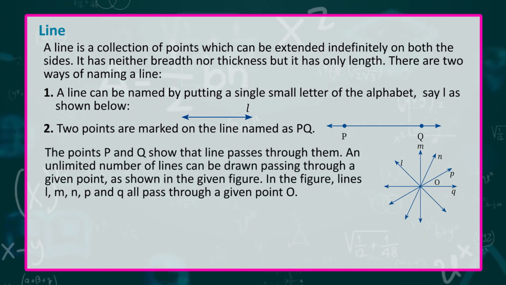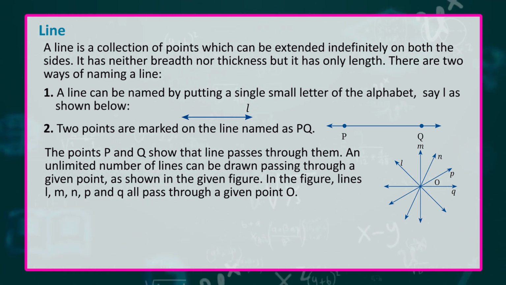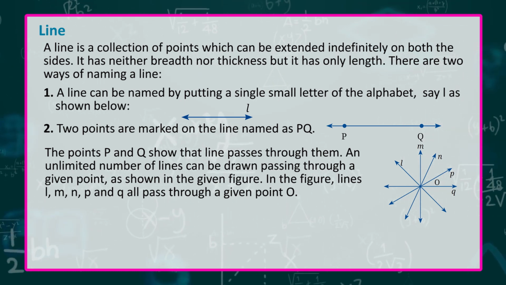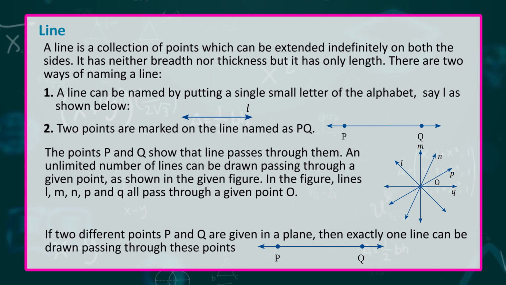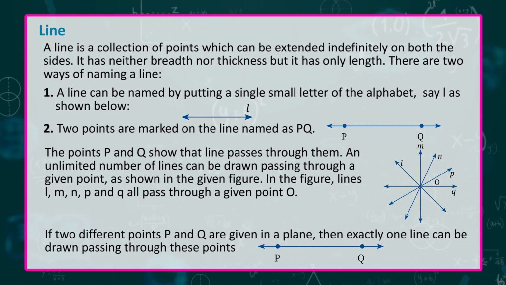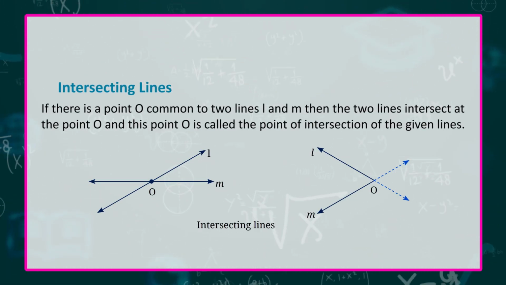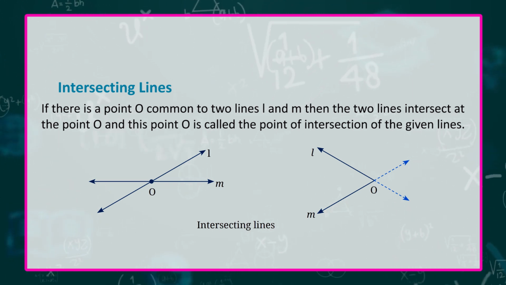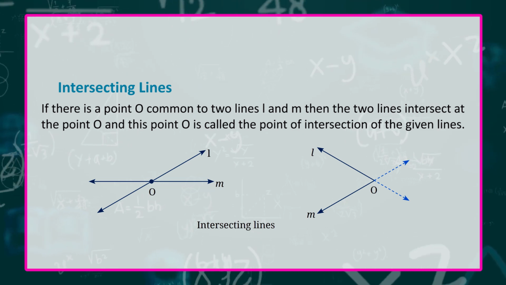An unlimited number of lines can be drawn passing through a given point, as shown in the given figure. In the figure, lines L, M, N, P and Q all pass through a given point O. If two different points P and Q are given in a plane, then exactly one line can be drawn passing through these points. Intersecting lines. If there is a point O common to two lines L and M, then the two lines intersect at the point O, and this point O is called the point of intersection of the given lines.